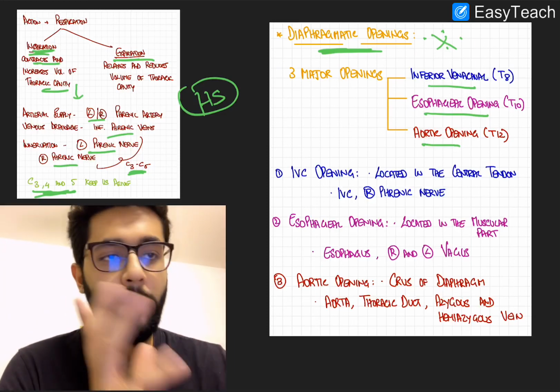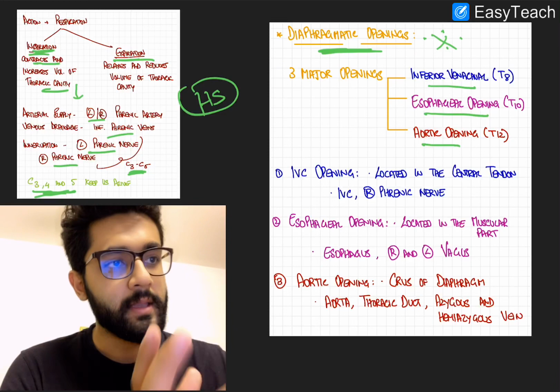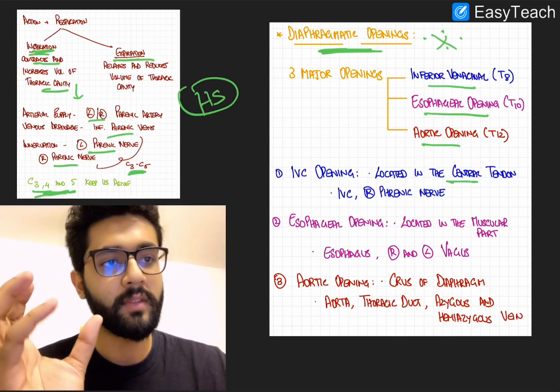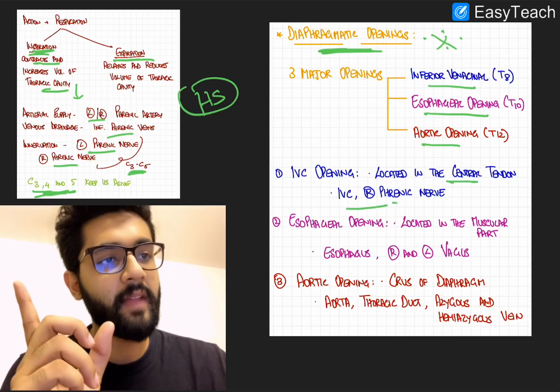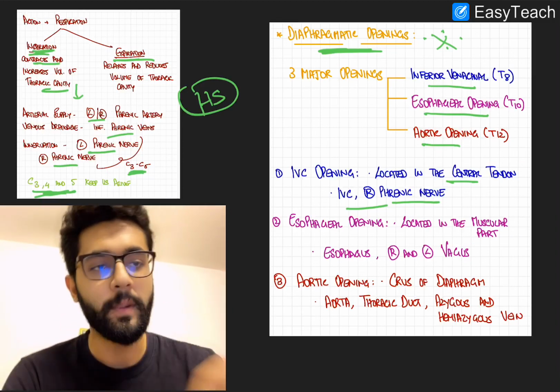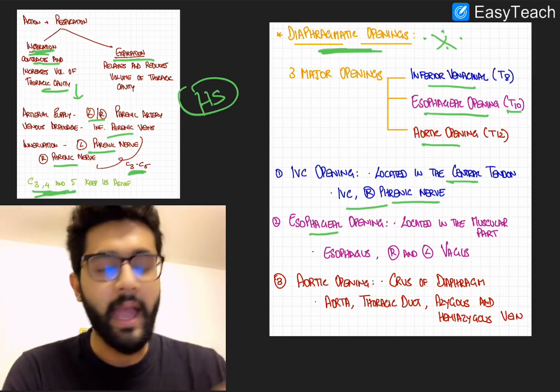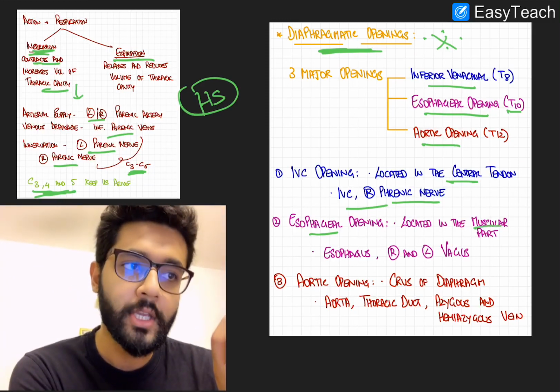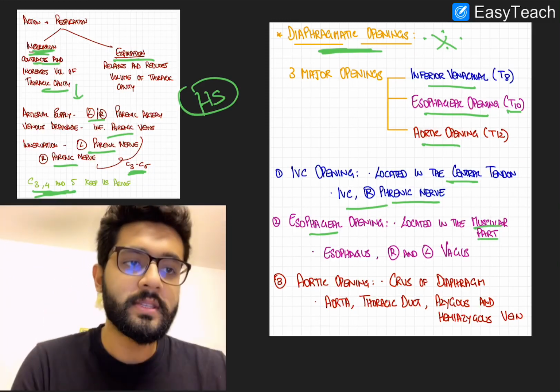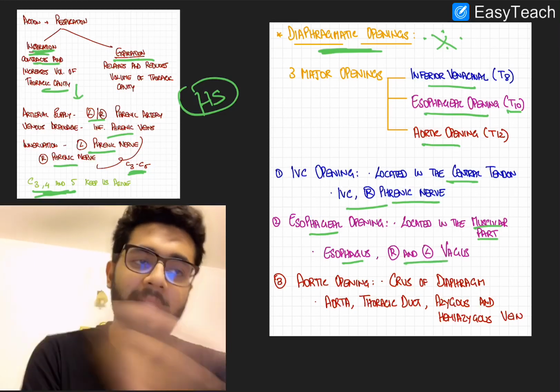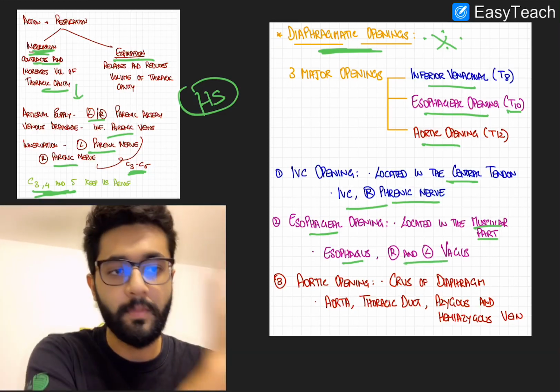So the IVC opening or the vena cava opening is located within the central tendon of the diaphragm, and the IVC and the right phrenic nerve pass through this opening. Next, you have the esophageal opening, which is located at the level of T10, and it's located within the muscular part of the diaphragm. And through this, the esophagus and both right and left vagus nerves pass.